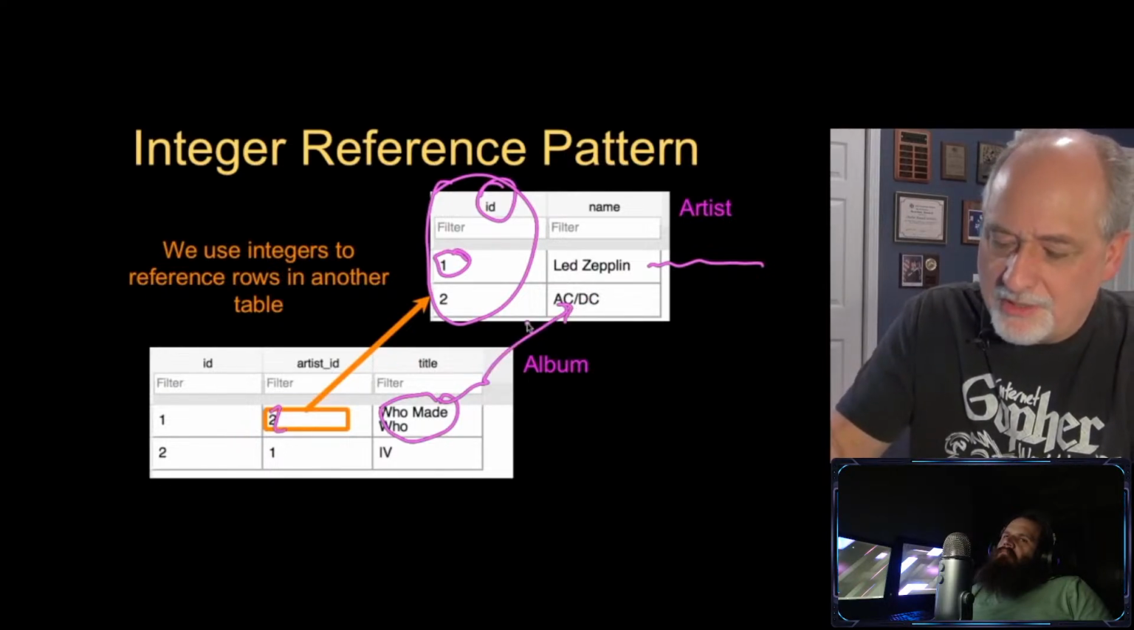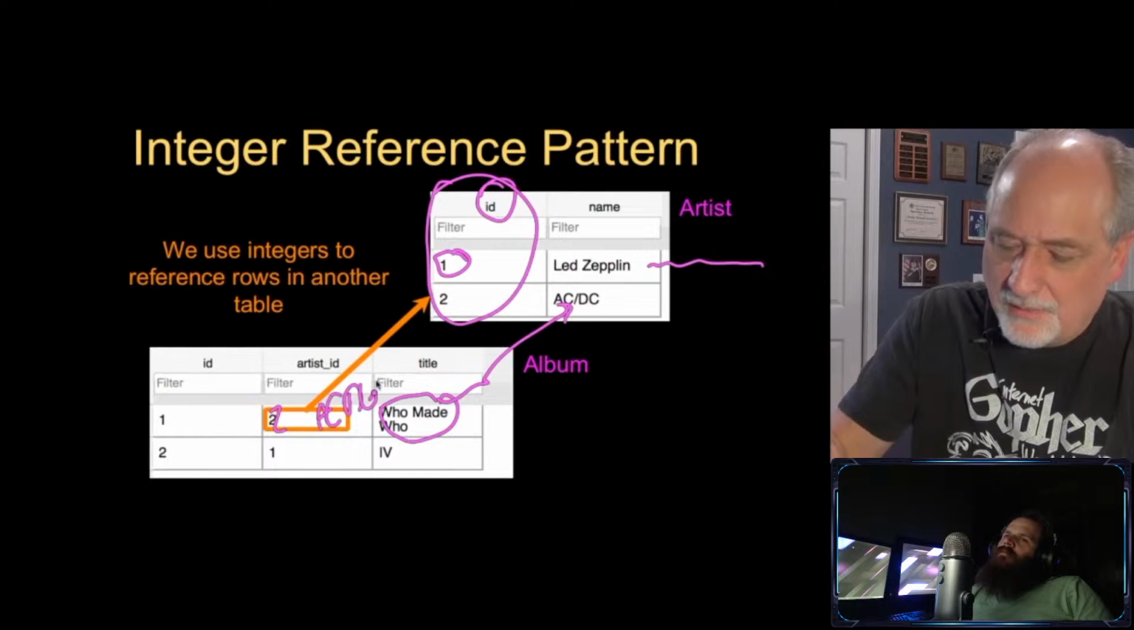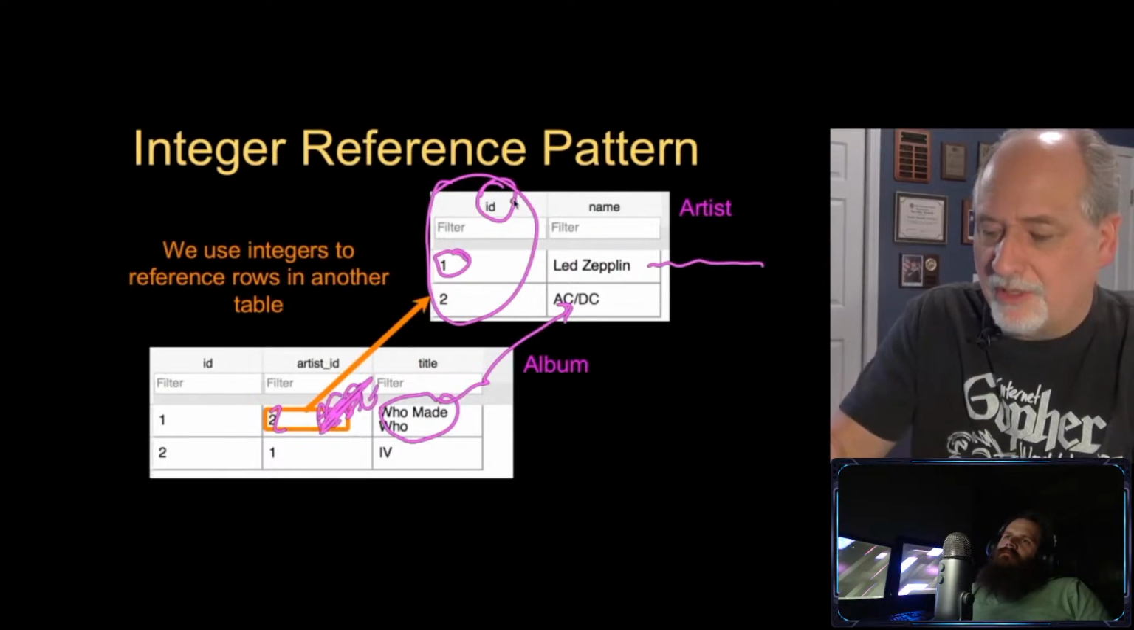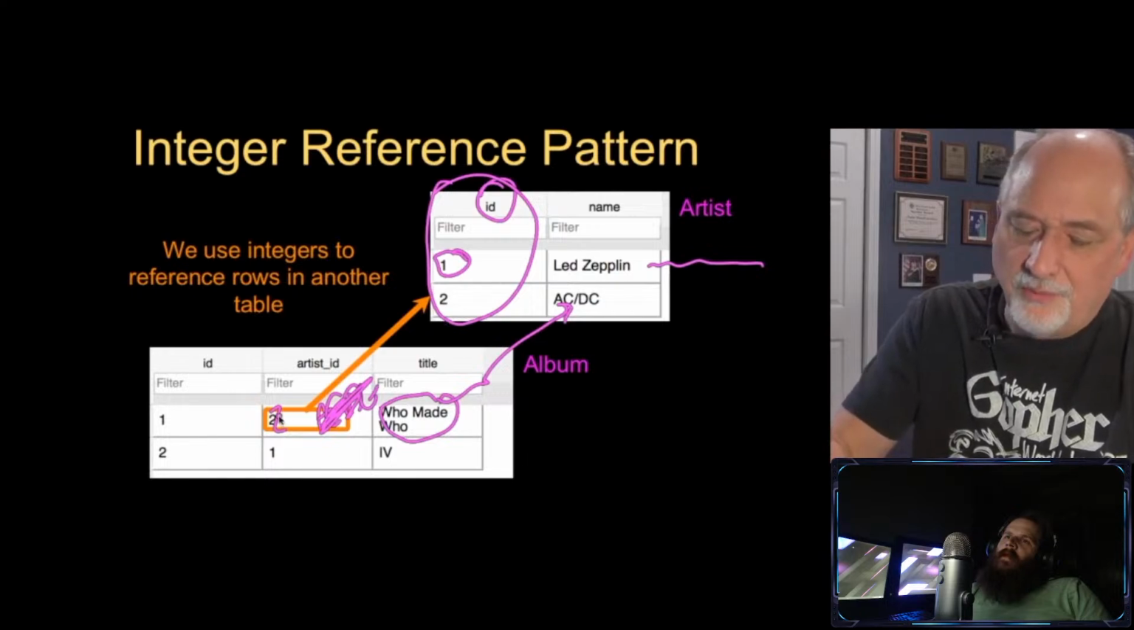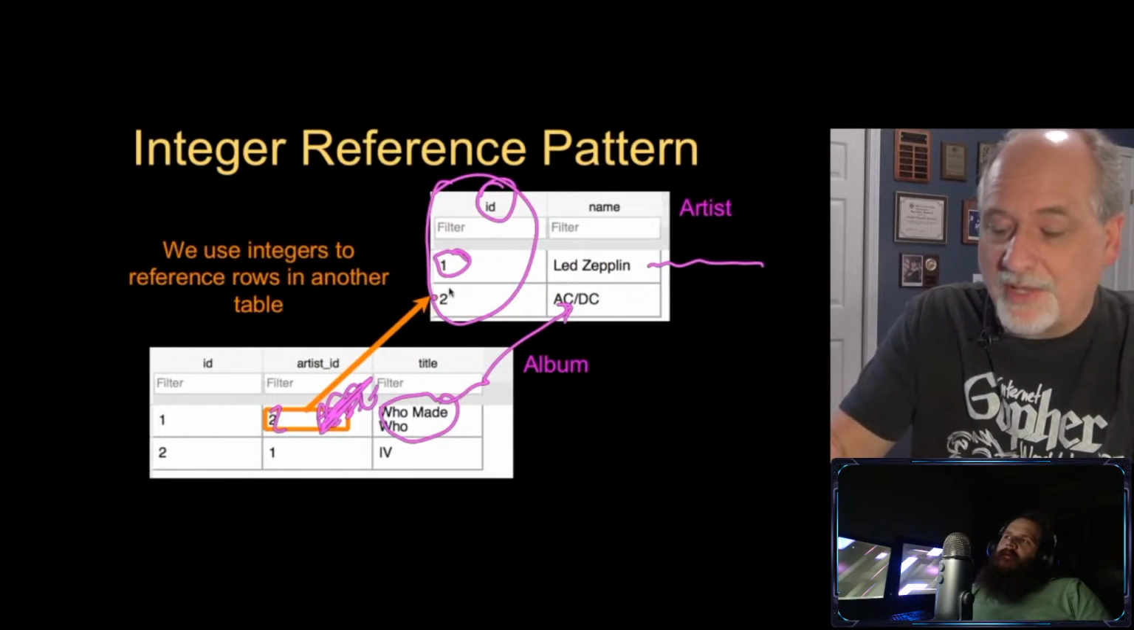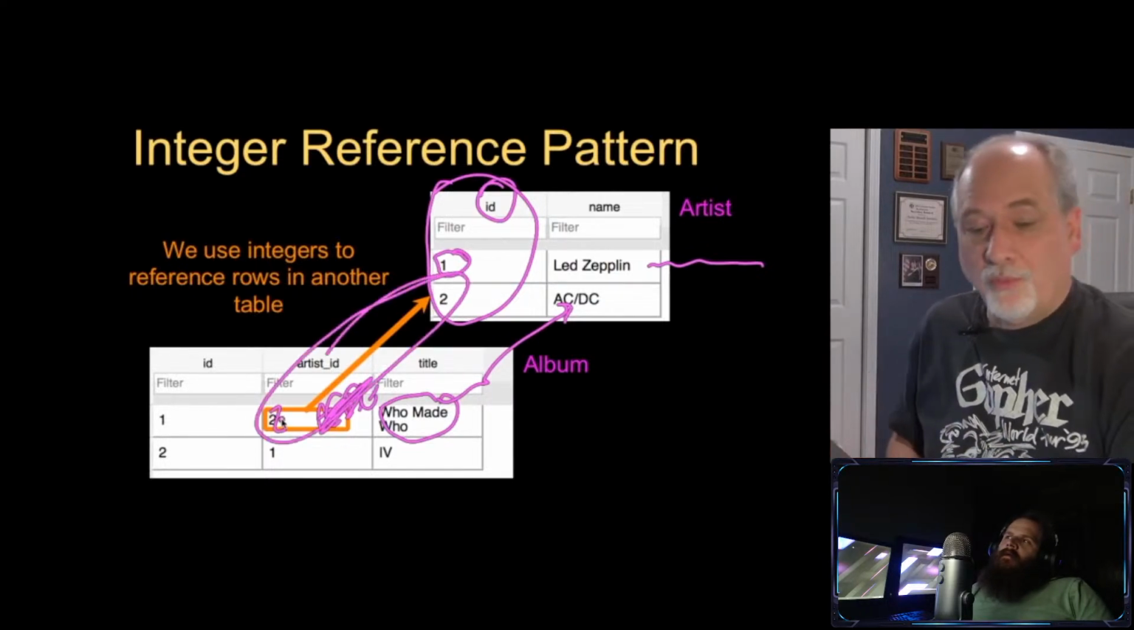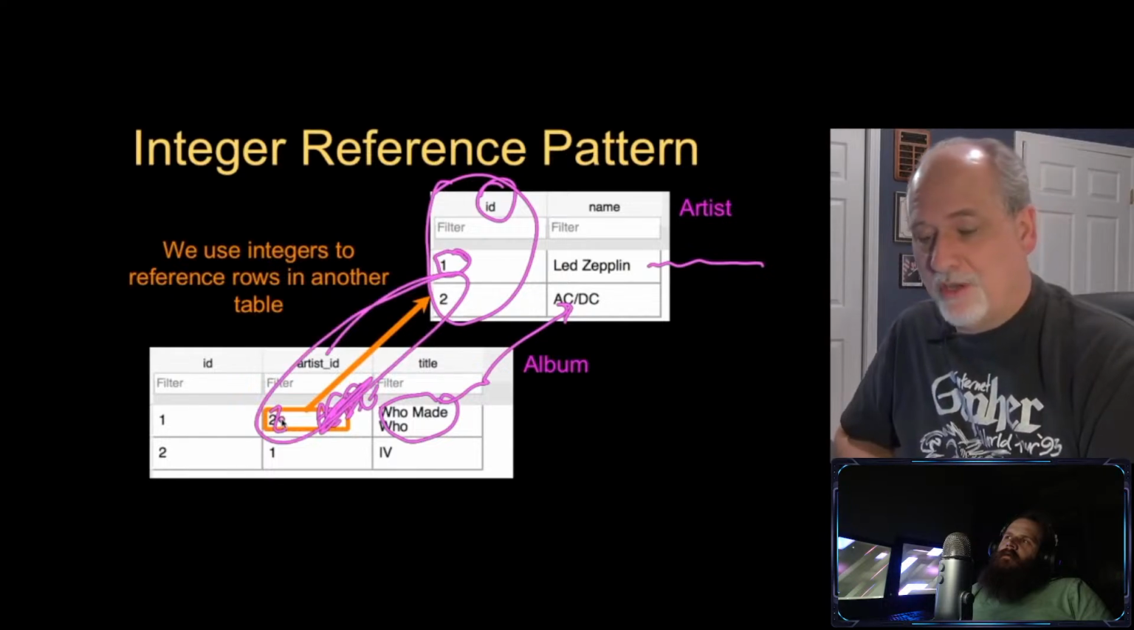And so the difference here is, instead of saying AC/DC in this record, we just put the number 2 once we've established this number. So we assign keys, and then we have these pointers that point back, and so that's how we model a relationship with these small integer numbers.